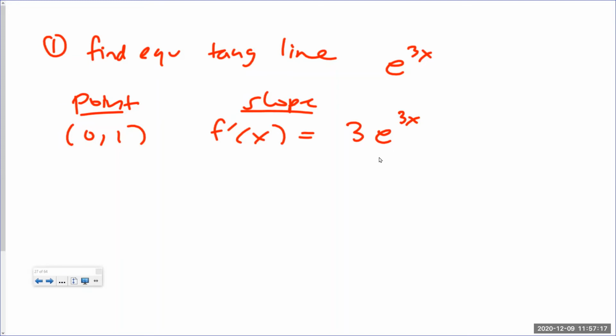So how can you change this to a number? You know your x is 0 and you know your y is 1. So this is 3e to the 3 times 0, which is 0. Now be careful. A lot of students would take this and say this is equal to 0. It's not equal to 0. What's e to the 0, guys? 1. So this is actually 3 times 1, which is 3.